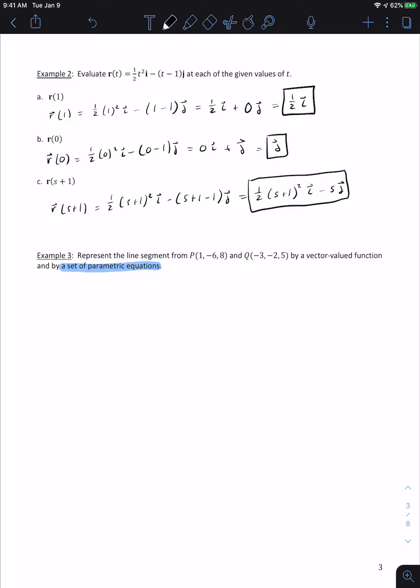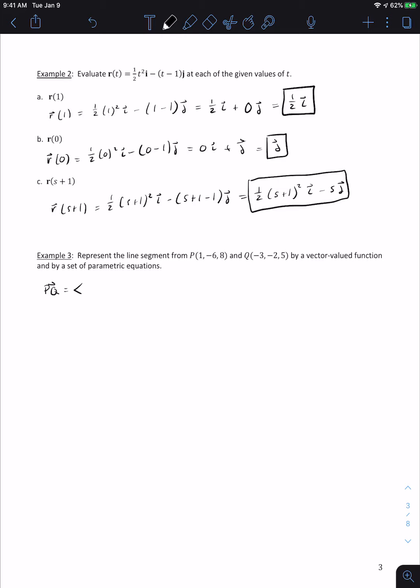Not the entire line that connects P and Q, but just the line segment. And we'll talk about how to get that when we get there. So the first thing we want to do is find the vector that connects PQ, right? That's going to be our vector that we use to write our parametric equations.